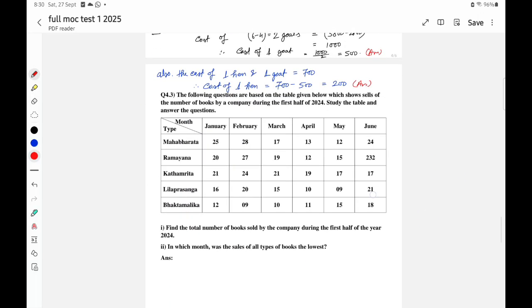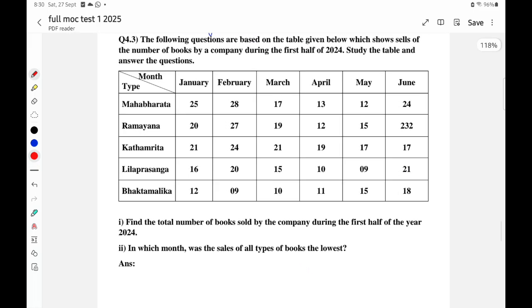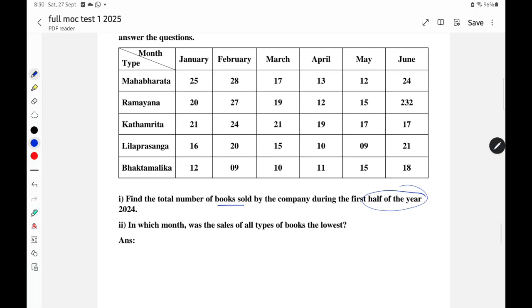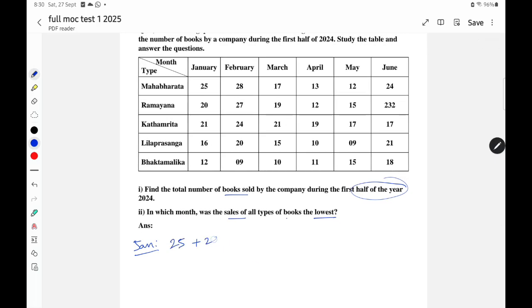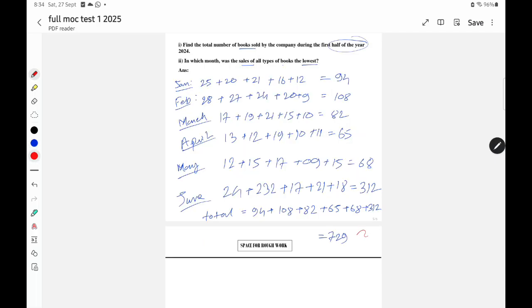Next, this question is actually a very easy question. এখানে বলেছে, find the total number of books sold by the company during the first half, মানে January, February, March, April, May, June. So just add all this. But আমরা add করব কীভাবে? আমরা add করব month wise, because the next question is in which month was the sales of all types of books the lowest. So for the next question we have to add month wise, 25 plus 20 plus 21 plus 16 plus 12 equal to February. এইভাবে আমরা করব. So this is one of the answers.